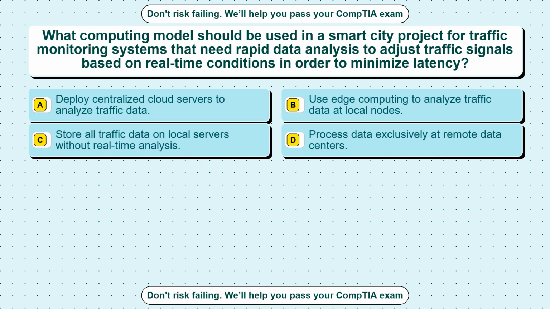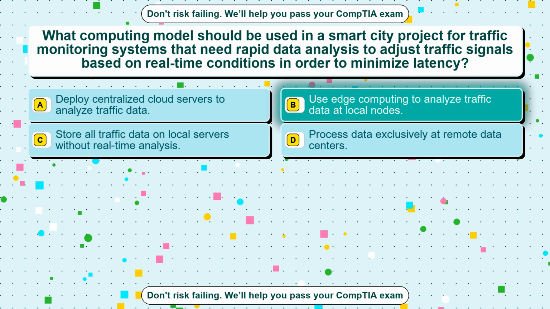Question 8. What computing model should be used in a smart city project for traffic monitoring systems that need rapid data analysis to adjust traffic signals based on real-time conditions in order to minimize latency? Option A, deploy centralized cloud servers to analyze traffic data. Option B, use edge computing to analyze traffic data at local nodes. Option C, store all traffic data on local servers without real-time analysis. Option D, process data exclusively at remote data centers.